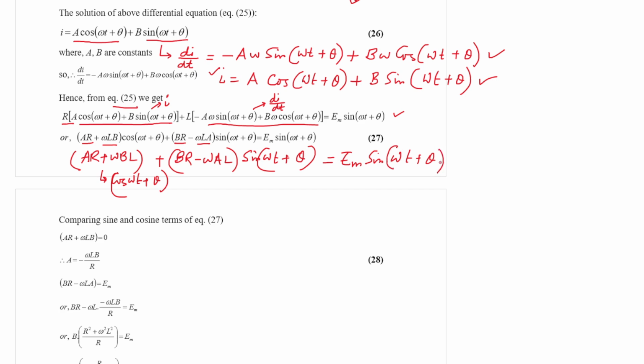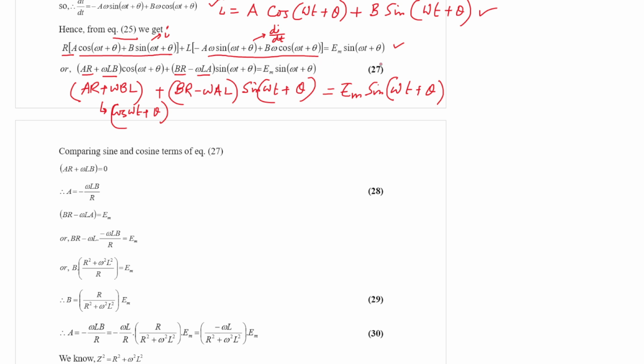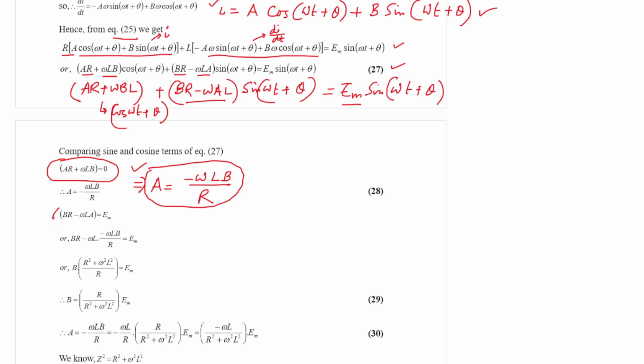So from equation 27, if you compare, on the right hand side there is no cosine term, so AR plus omega BL, or omega LB, must be 0. From there you can evaluate A is equal to minus omega LB by R. And if you compare the sine terms, then BR minus omega AL must be equal to Em.